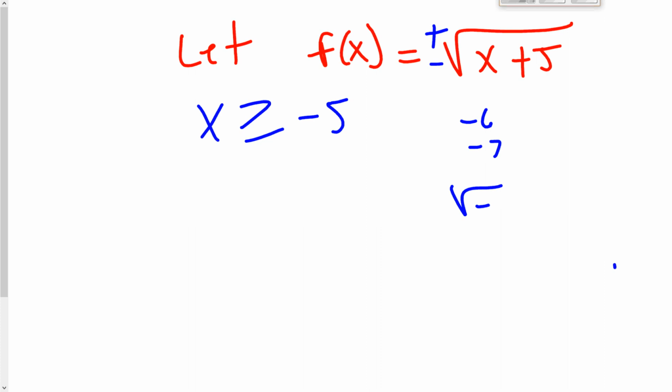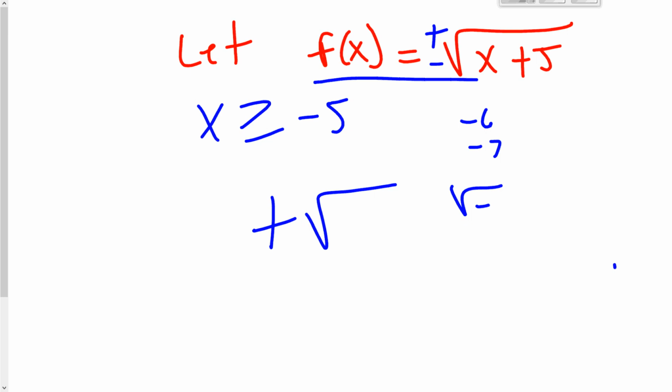Okay, so they restricted it so that you can't have any square roots of negative numbers. I looked back in the review section, section 7 of the review, and the word for just a positive root is called the principal root. So that's kind of what they're doing here.